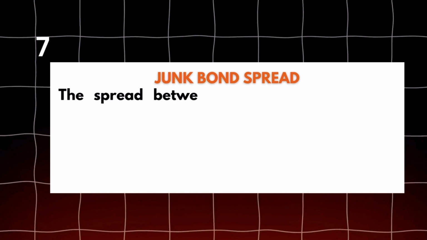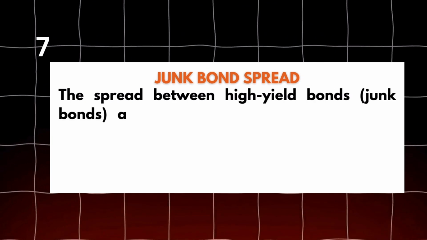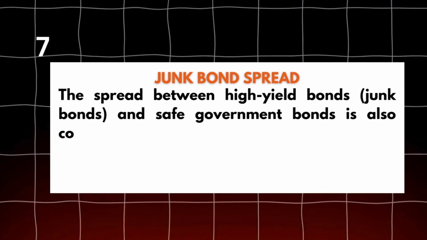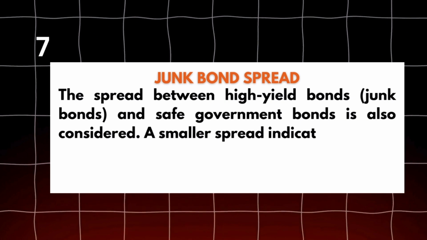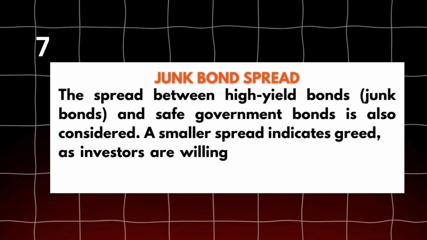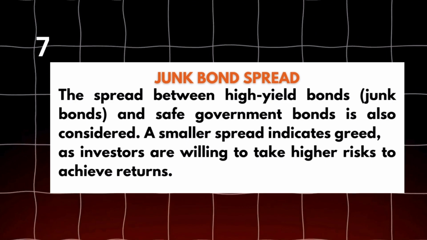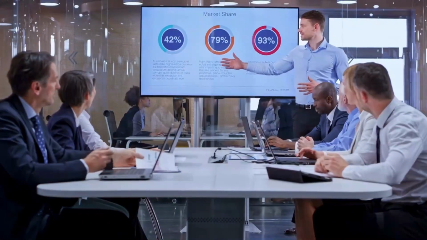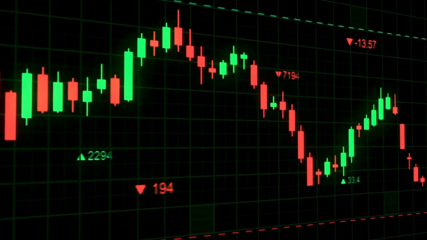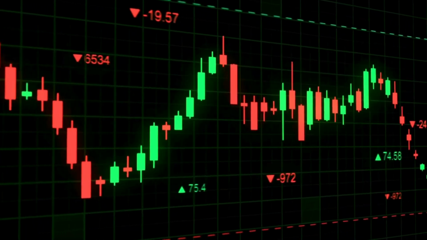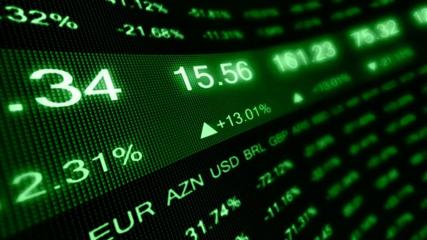7. Junk bond spread. The spread between high-yield bonds, junk bonds, and safe government bonds is also considered. A smaller spread indicates greed, as investors are willing to take higher risks to achieve returns. When the index shows high values, it is often a sign that market participants are taking on too much risk and a market correction is likely.